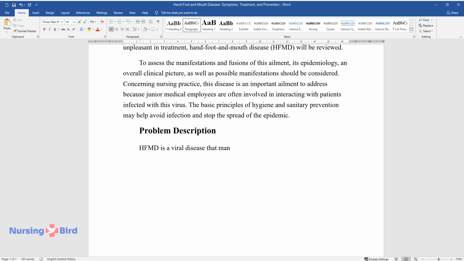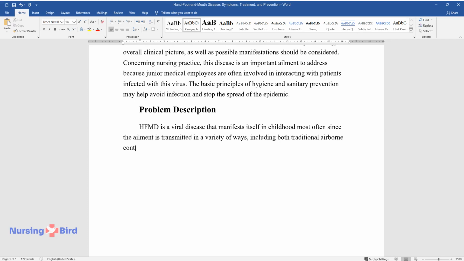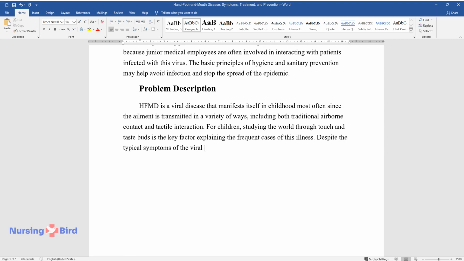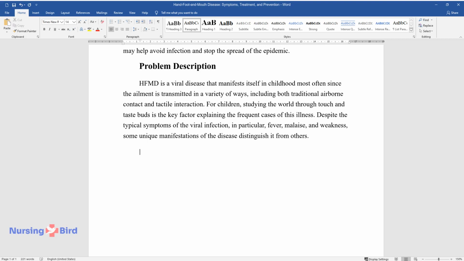HFMD is a viral disease that manifests itself most often in childhood, since the ailment is transmitted in a variety of ways, including both traditional airborne contact and tactile interaction. For children, studying the world through touch and taste buds is the key factor explaining the frequent cases of this illness. Despite the typical symptoms of the viral infection, in particular, fever, malaise, and weakness, some unique manifestations of the disease distinguish it from others.